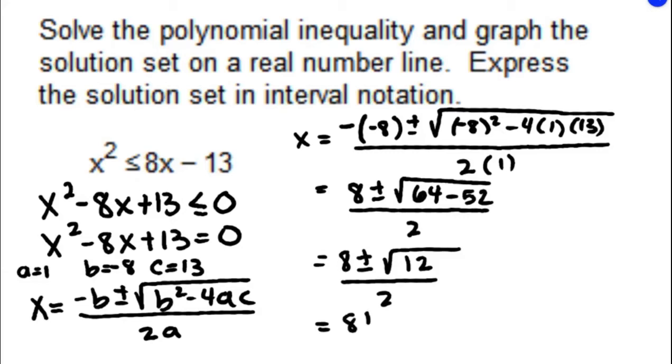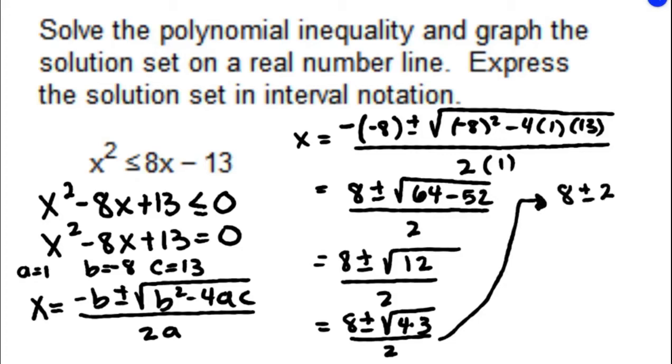And I can simplify underneath the radical. 12 is 4 times 3, and I'll continue up here. The square root of 4 is 2, so I have 2 square root of 3 over 2, and we can divide that 2 into both of those terms to get 4 plus or minus square root of 3. So our boundary points are going to be 4 plus square root of 3 and 4 minus square root of 3.